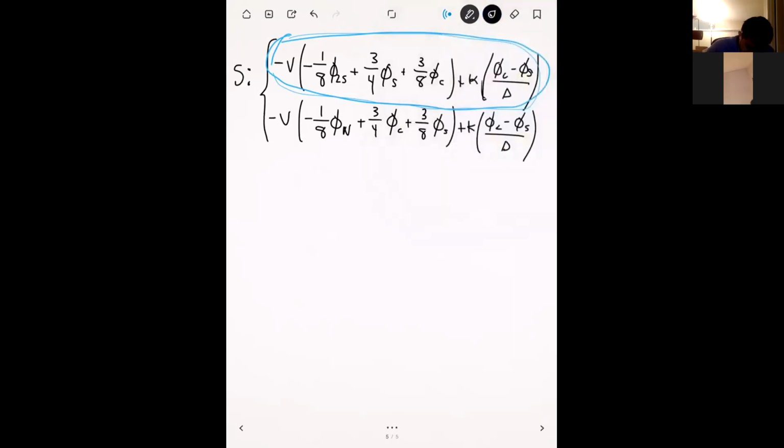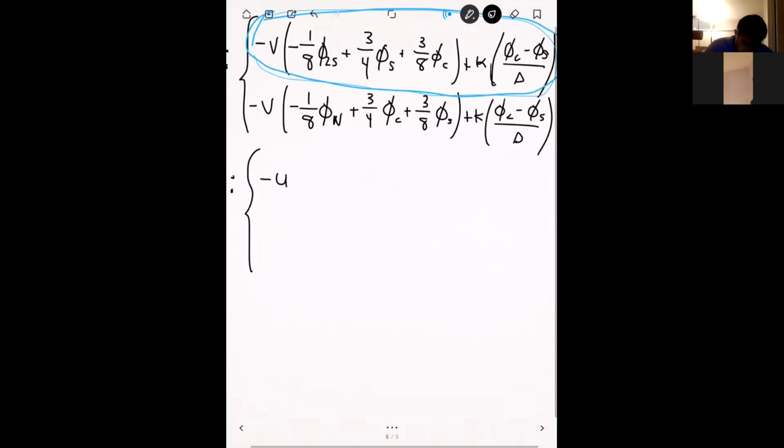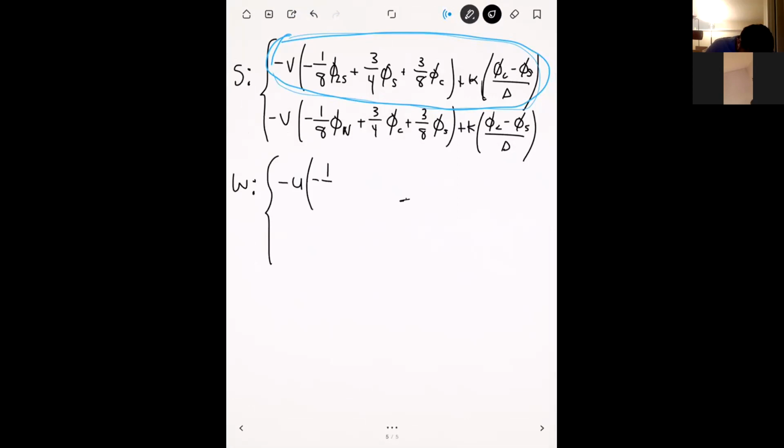Now let's do the west one. For the west one, we have two options as well. Let me do version 1 first. We have a minus u times minus 1/8 phi 2w, plus 3/4 phi w plus 3/8 phi sub c, plus k times (phi sub c minus phi sub w), all divided by delta. That's version 1.